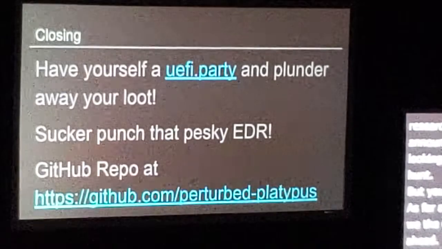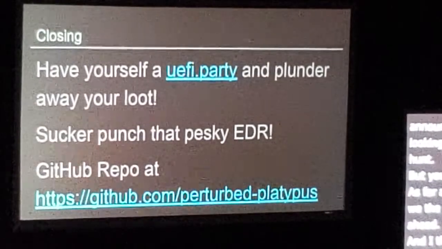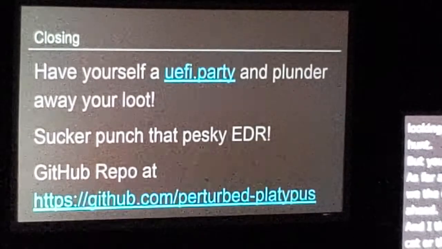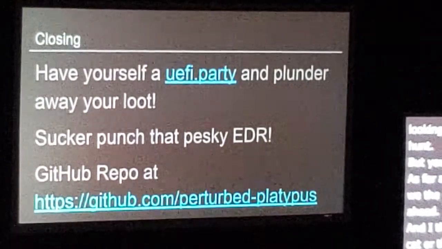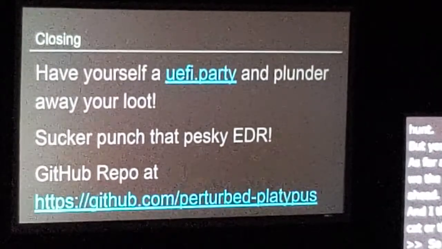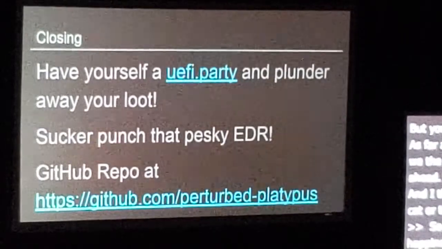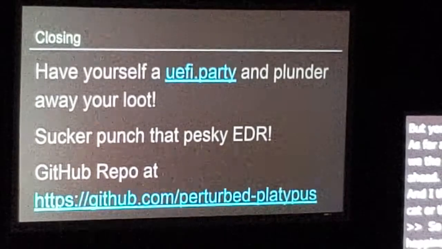All right. In closing, we're bringing net happiness to everybody. We're going to have ourselves a UEFI.party. We're plundering away our loot. We're sucker punching that pesky EDR. And all of our code is located on this GitHub link, perturbed platypus, or, as we like to call ourselves, APTPP.